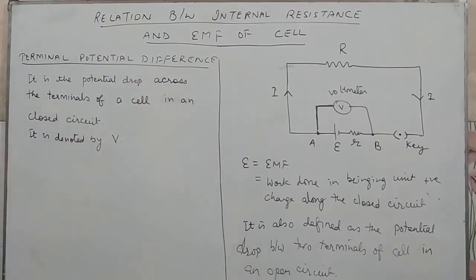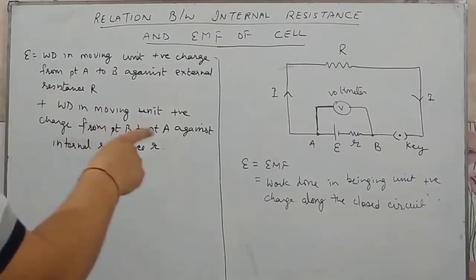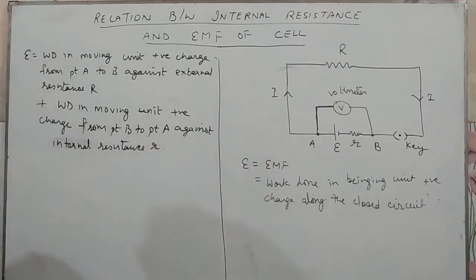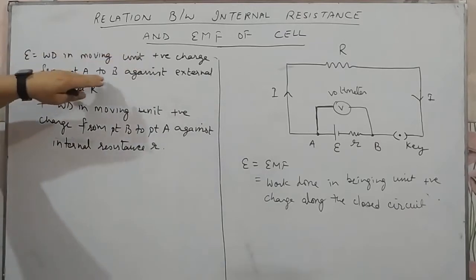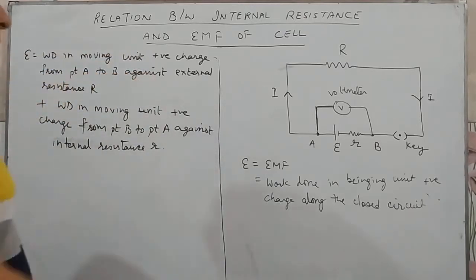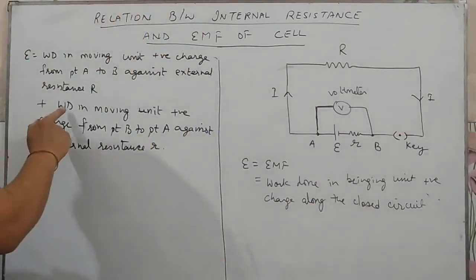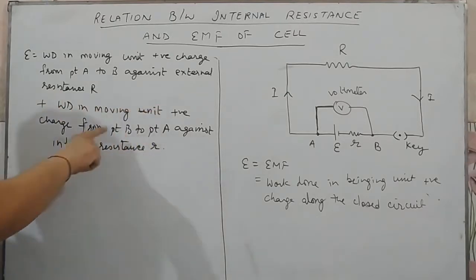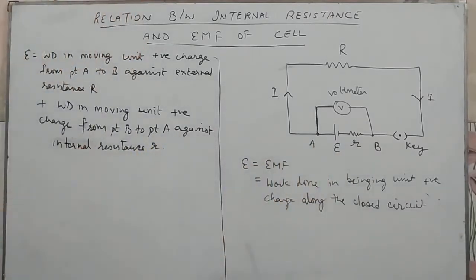Okay, so let's move to the next step. EMF, that is the work done in bringing a unit positive charge along the closed circuit, can be divided into two parts. First, the work done in moving a unit positive charge from point A to B against the external resistance R. Similarly, plus the work done in moving a unit positive charge from point B to point A against the internal resistance small r.